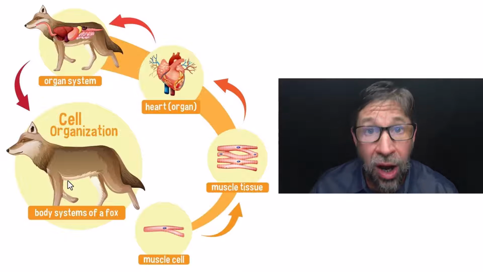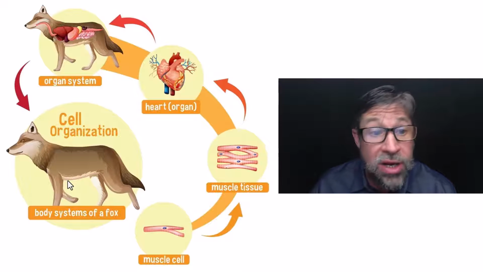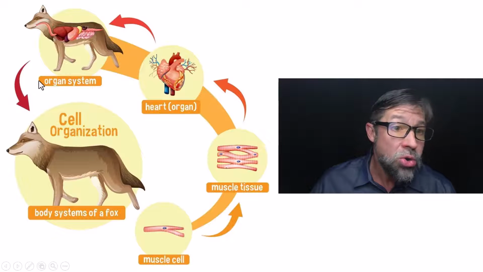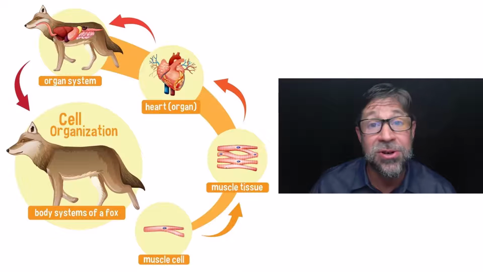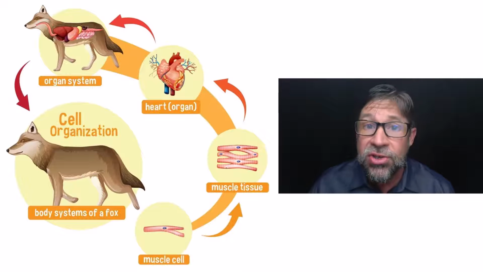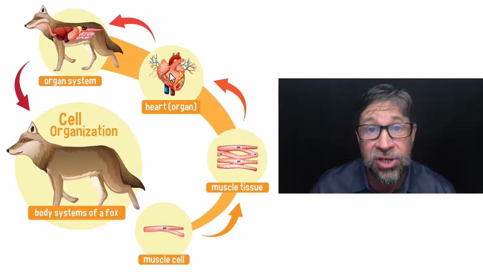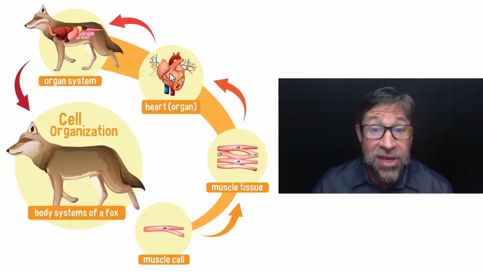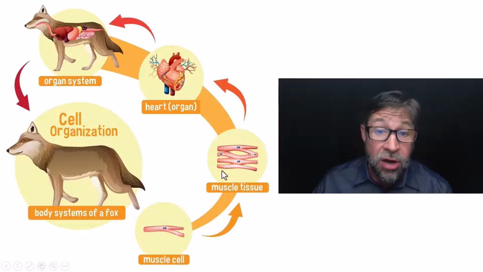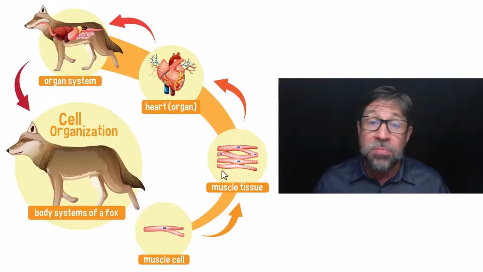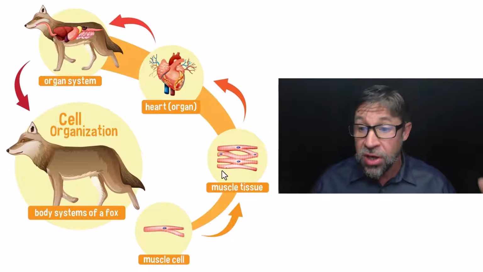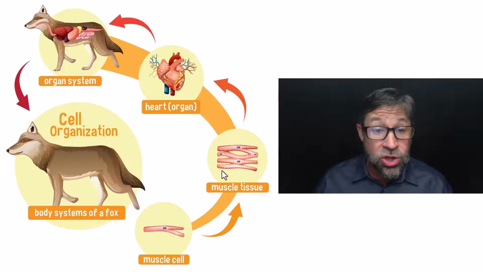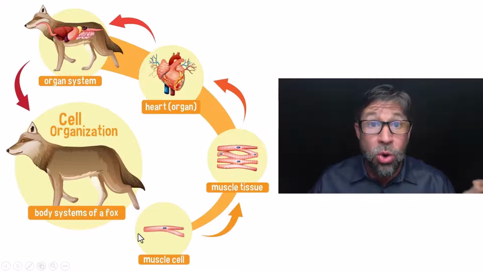An individual fox, what we call an organism, is composed of 11 organ systems. Think the digestive system, the cardiovascular system. These systems are then comprised of constituent organs like the heart, the liver, the kidneys, which are made up of tissues. Tissues are simply groups of cells that are working together to perform a function, a job. In turn, those tissues are comprised of individual cells.